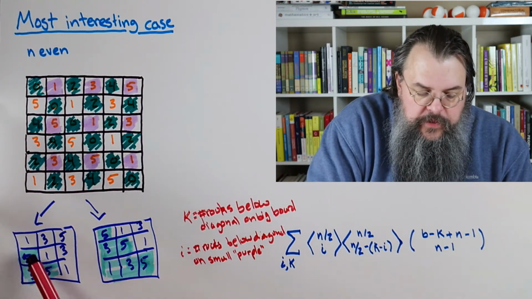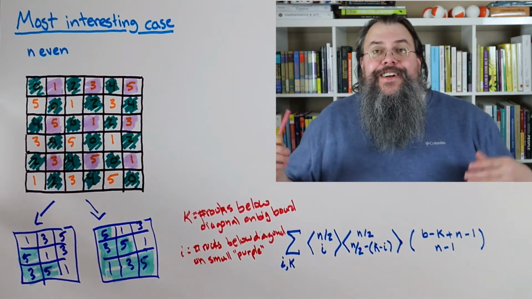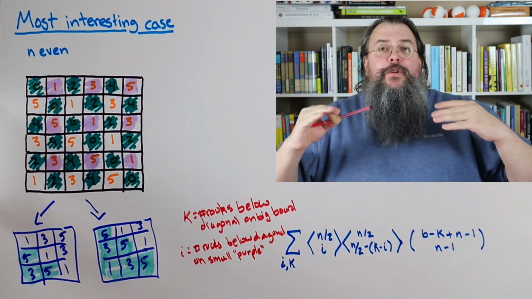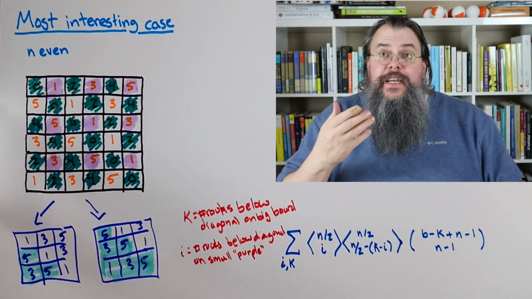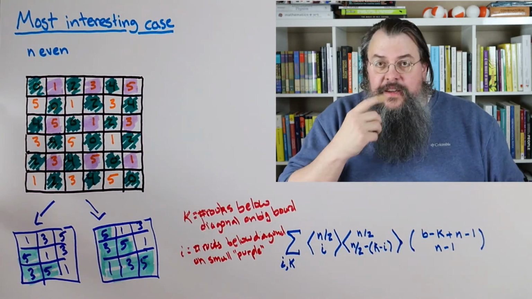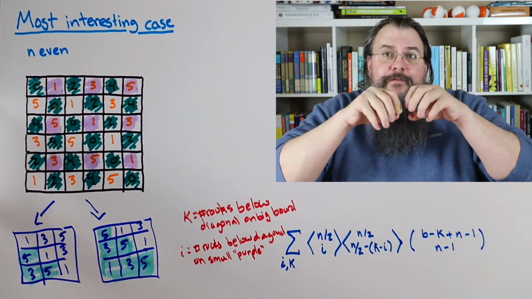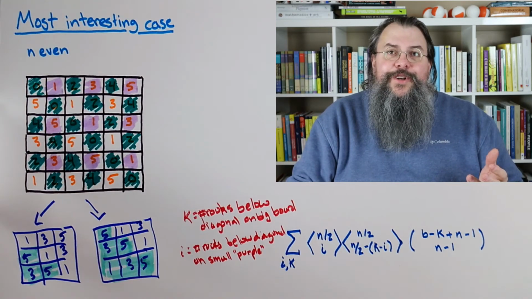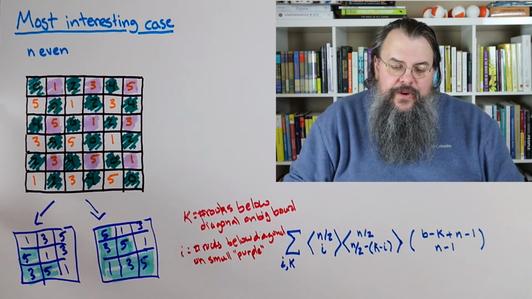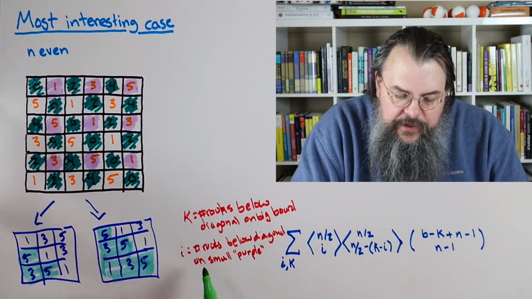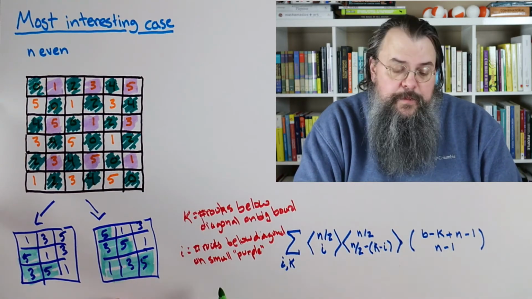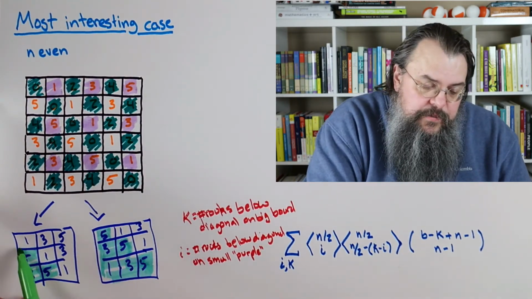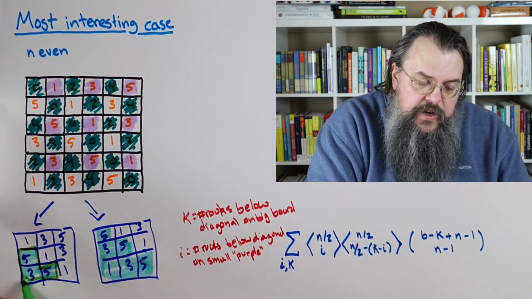So the number of rooks down here. Okay, now that we have what we're adding over, what do our indices represent? Let's see if we can sort of figure out where all our terms are coming from. Let's go one term at a time. So we want to put i rooks below the diagonal on the small purple board, right? Well, that's saying, number of rooks down here.